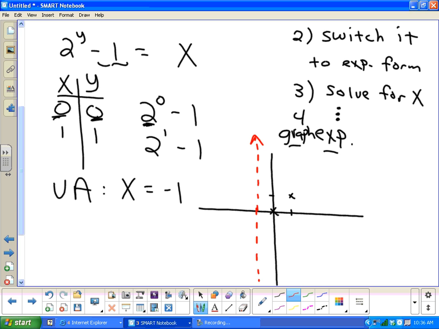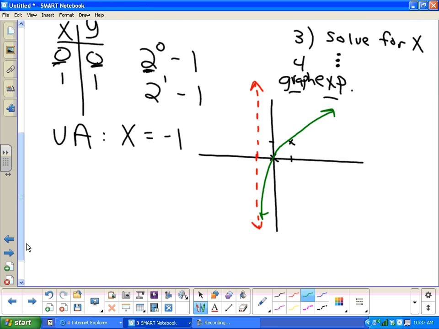Now, how do we draw a graph with 2 points and an asymptote? It's going to be a curve. It's going to go through the 2 points, and what's it going to do to the asymptote? Chase it, but never touch it. So it kind of should go to that point. I'm going to cheat.